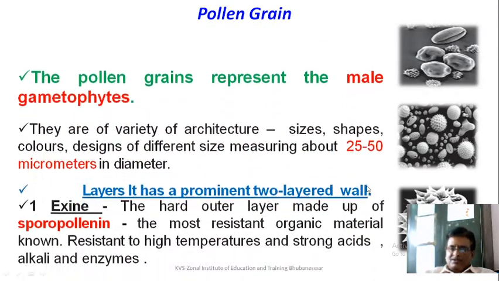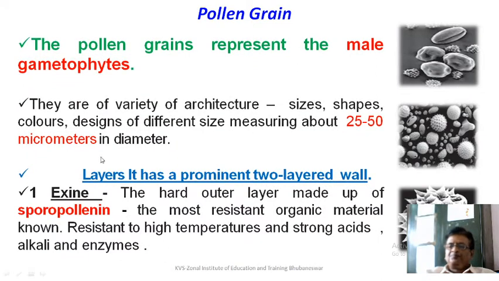Let us have some discussion about the pollen grains too. The pollen grains represent the male gametophyte. They are of beautiful shape, size, color, design when you observe them under a microscope. Some are mesmerizing gold, and the size is about 25 to 50 micrometer in diameter. It has two important layers. The outer is called exine, and the inner layer is called intine.